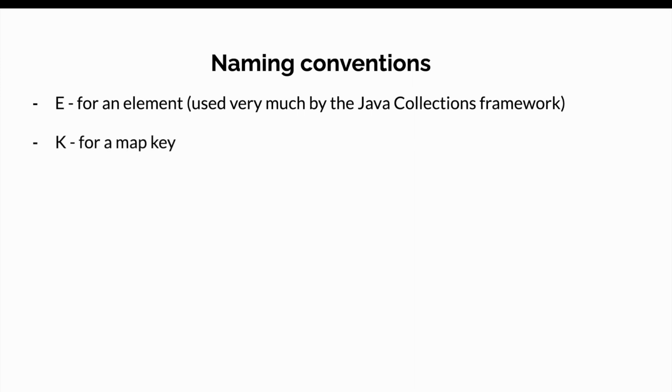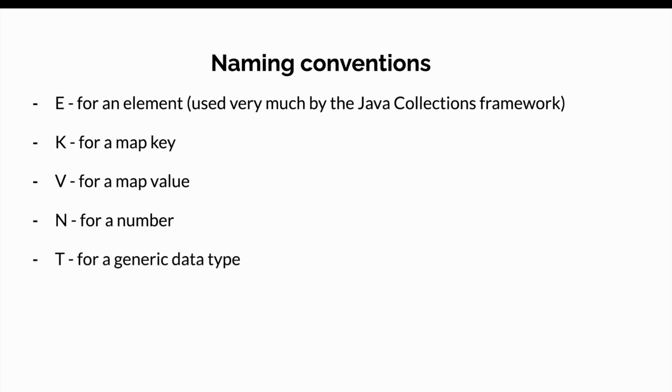Next are K and V. These two come together and are usually used in Map. K represents the key and V represents the value stored in the Map interface. N is used for numbers. So if you're going to design a class or interface which will deal only with numbers, you can use N as a type parameter.